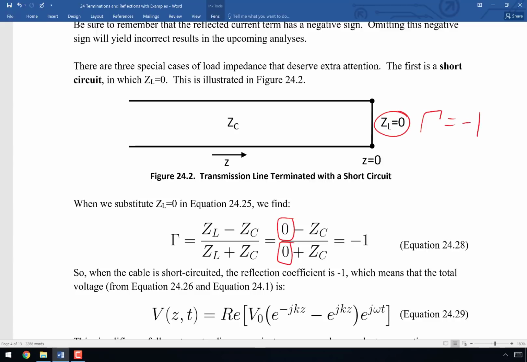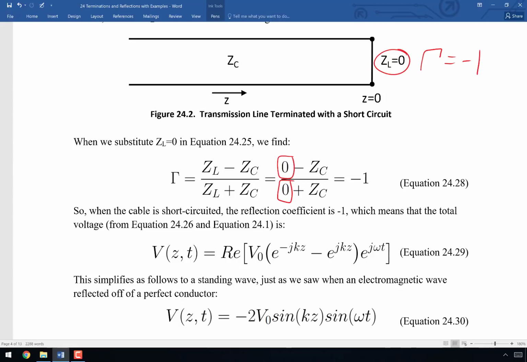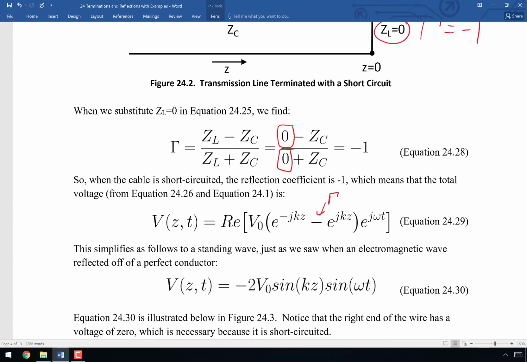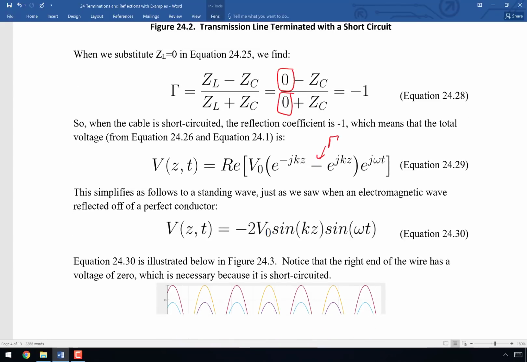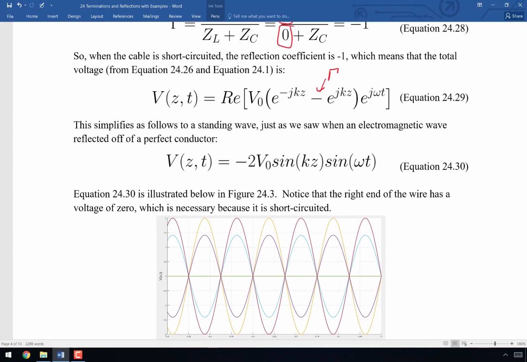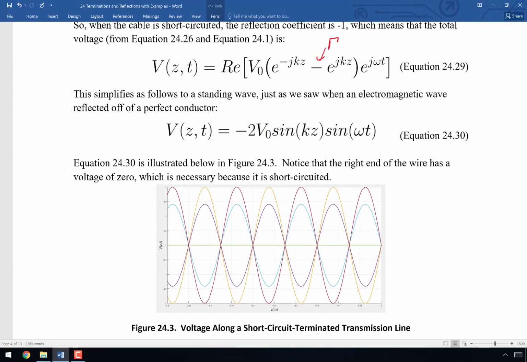And so we can plug that in for gamma. Remember that this is where gamma went. So now it's negative 1. And if we do some complex arithmetic here, it's not complicated, it's just complex, we end up with a quantity negative 2 v sub 0 sine of kz sine of omega t. And this generates what we call a standing wave. And we saw a standing wave before when we talked about an electromagnetic wave that's coming in incident upon a perfect conductor. It's exactly the same thing here.